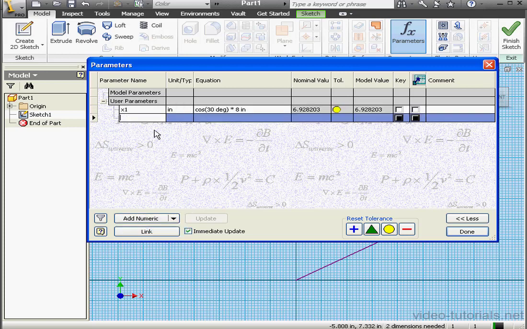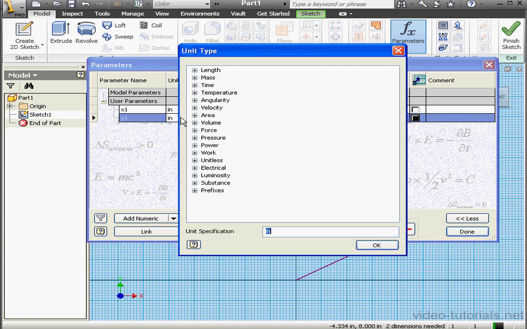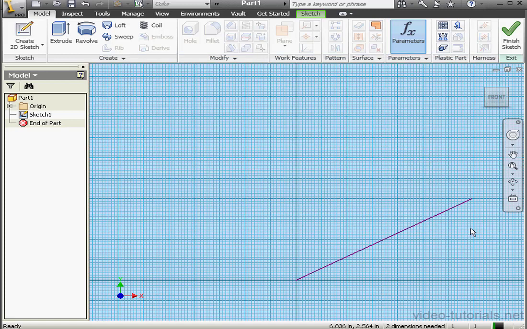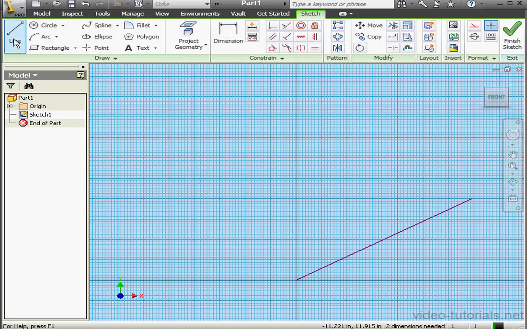Now let's add another parameter. We'll call it y1. It'll be inches as well. And our equation is the sine of the angle 30 multiplied by 8. Let's click outside to register. The y-coordinate is equal to 4. Let's click Done and go back to the Sketch tab. Activate the Line tool. Let's mouse over the point. As we expected, the coordinate has values of 6.93 in the positive x direction and 4 units in the positive y direction. Let's take a look at one more example.